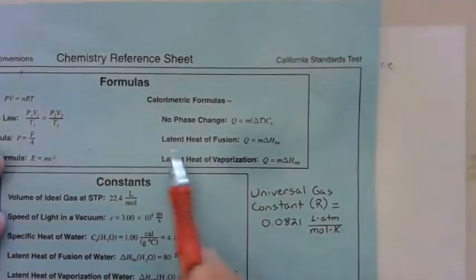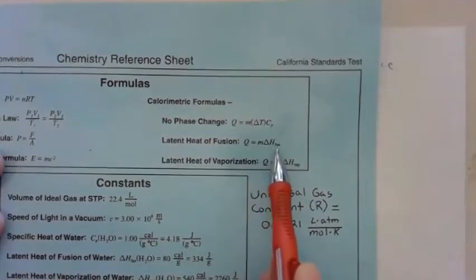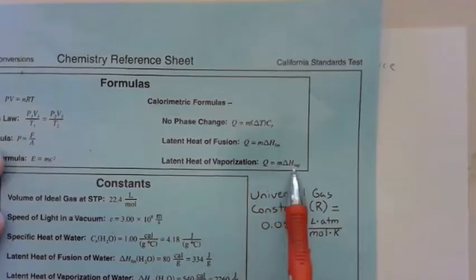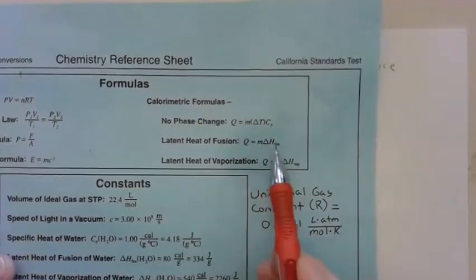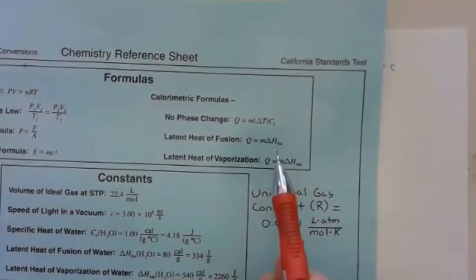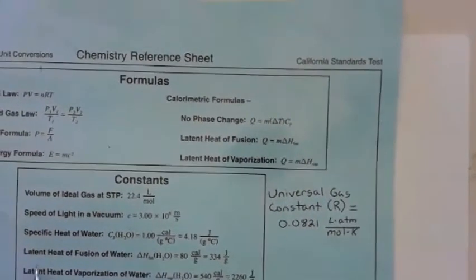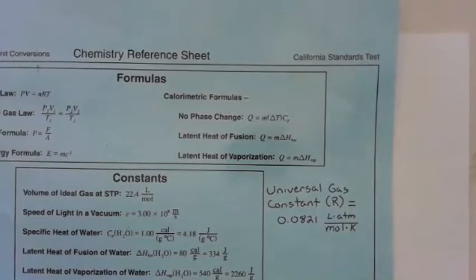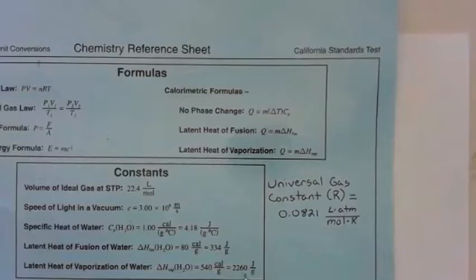Either we use the latent heat of fusion, which is Q equals m delta H fus, or the heat of vaporization, which is Q equals m times delta H vap. Now this may look a little confusing, but it's actually quite simple. Delta H fus is simply a constant for water, and it's right down here. The latent heat of fusion for water is 334 joules per gram, whereas the latent heat of vaporization for water is 2,260.